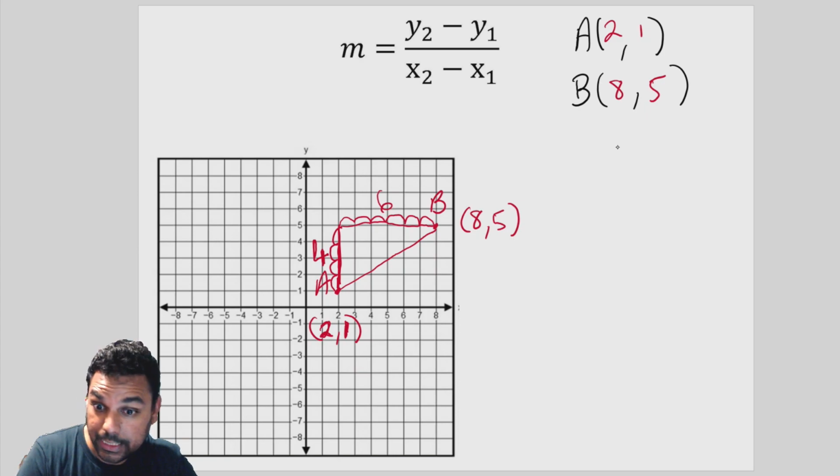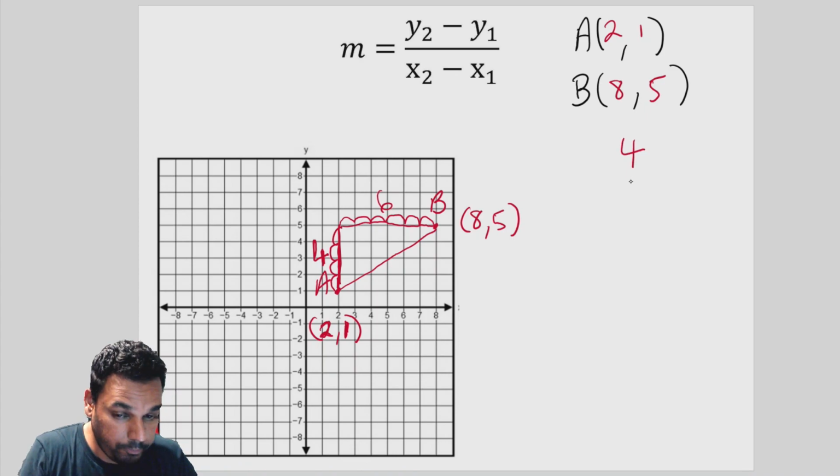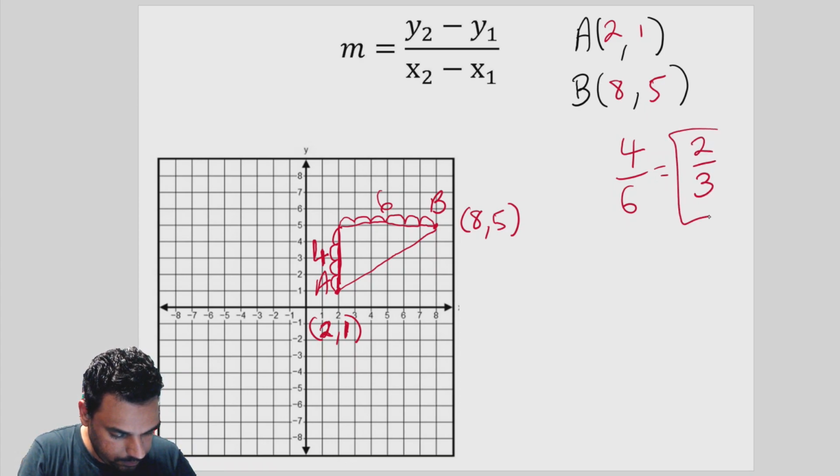Don't make a mistake. I actually made a mistake before and I had to restart the video. But the slope is rise over run. You rise up 4 and you run 6. And that simplifies to, if you divide both numbers by 2, 2 over 3.